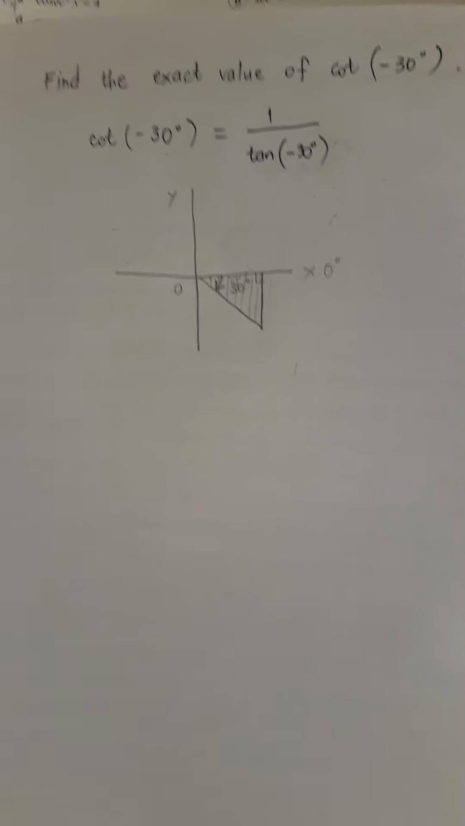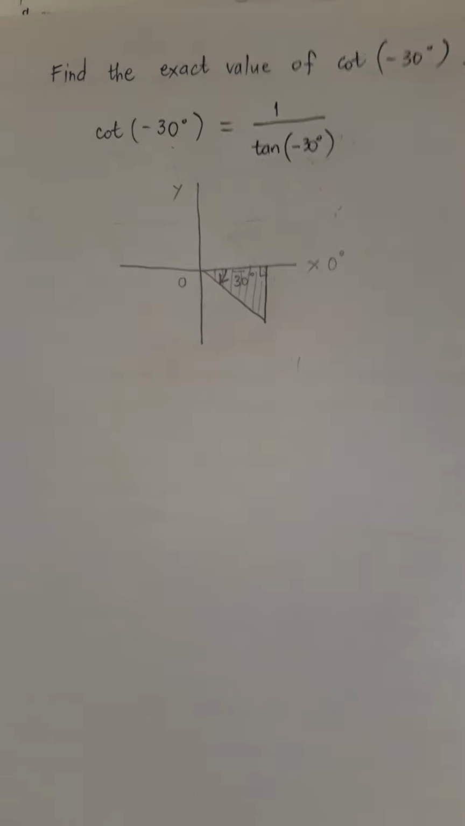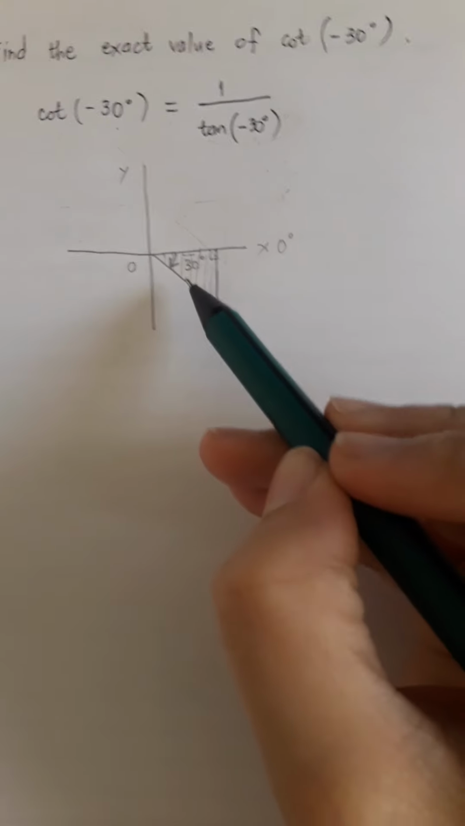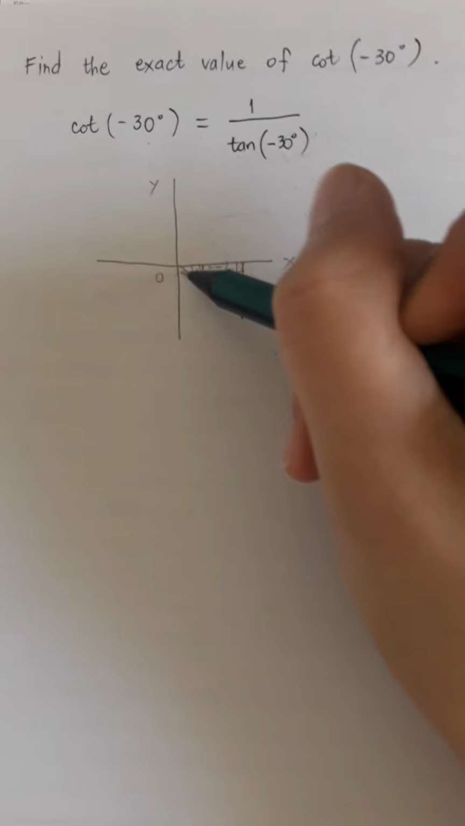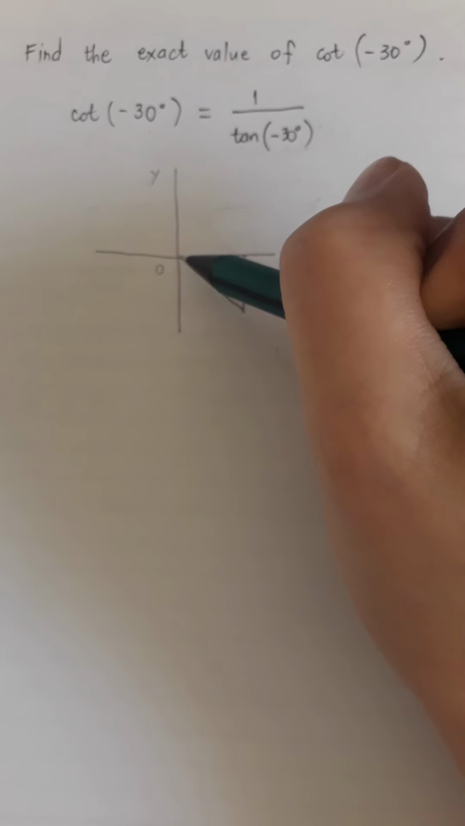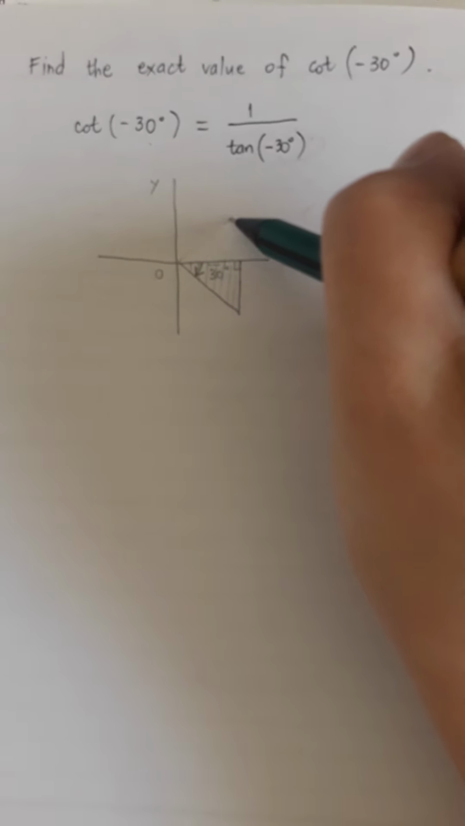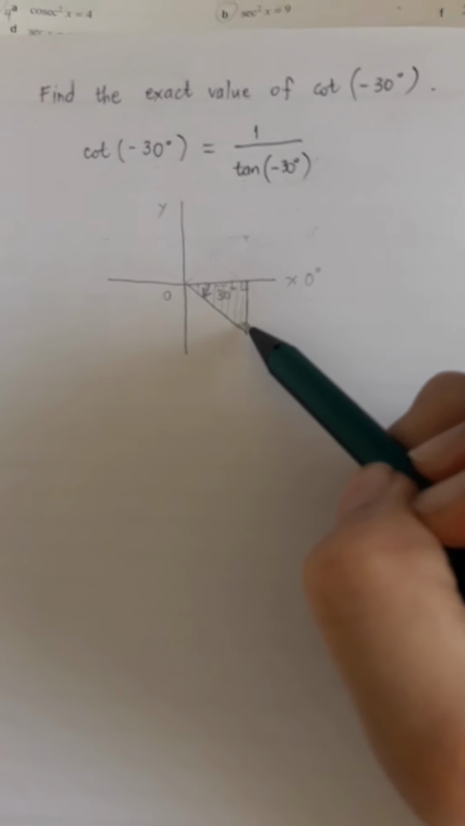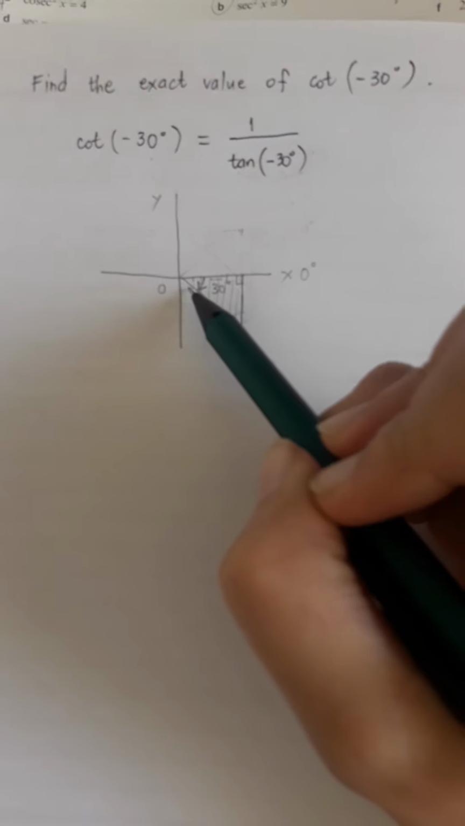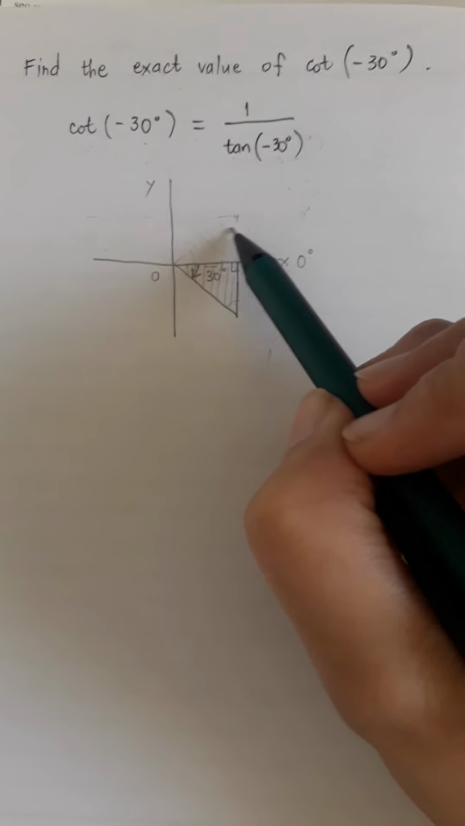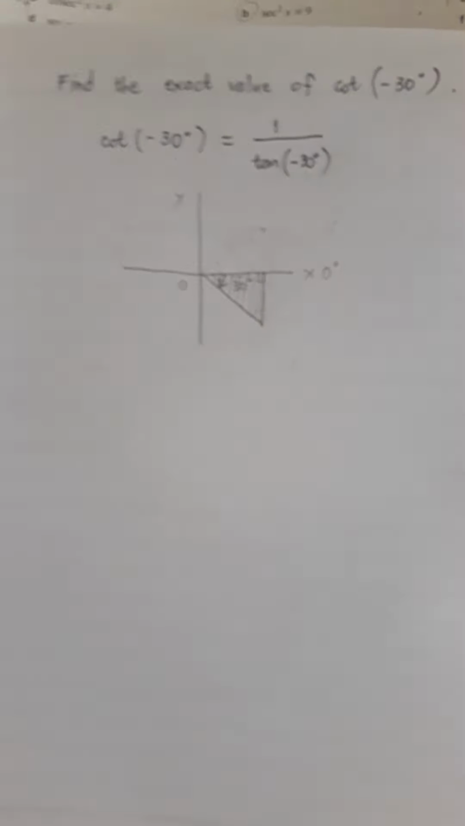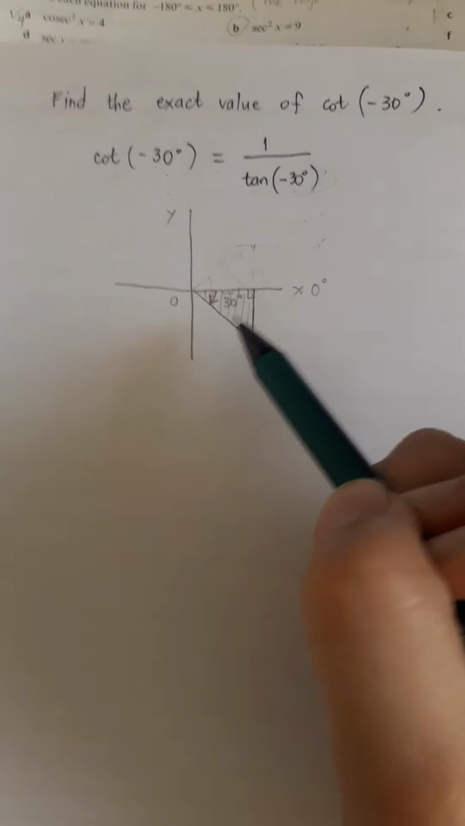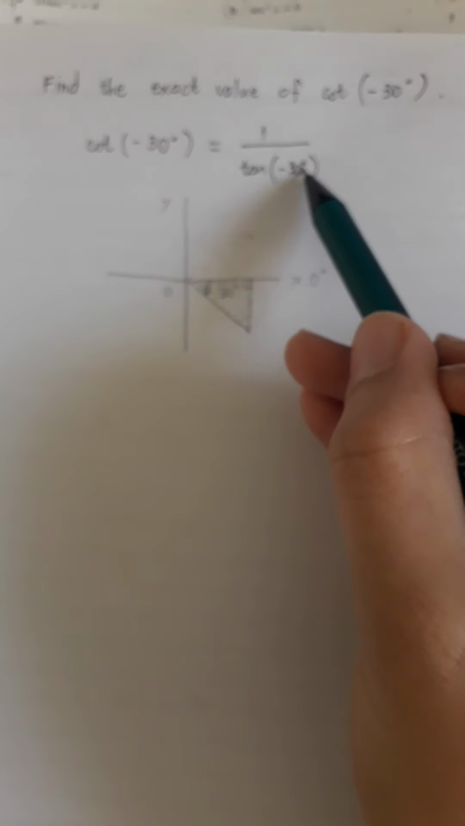Because 30 degrees is a special angle, we can get it without using our calculator. Why is it a special angle? Because this triangle here is half of an equilateral triangle. Yeah, half. Because that will make this angle 60, this angle 60, and this angle also 60. So that's an equilateral triangle.